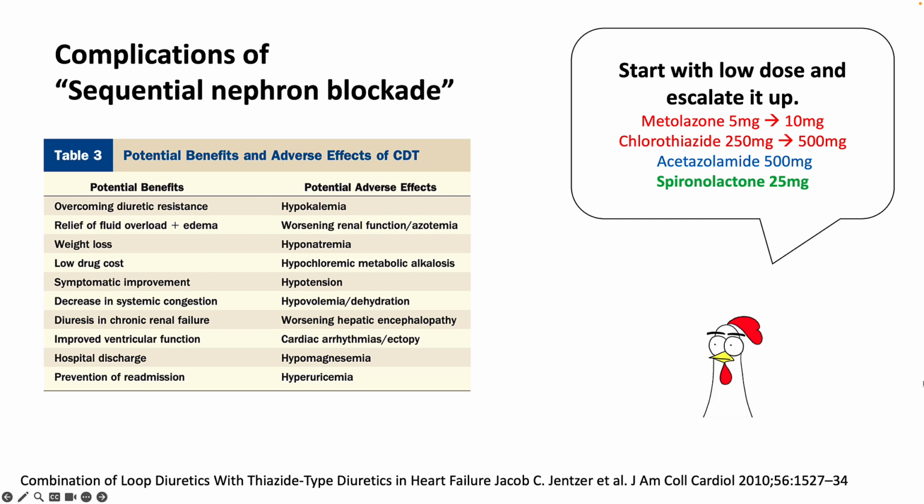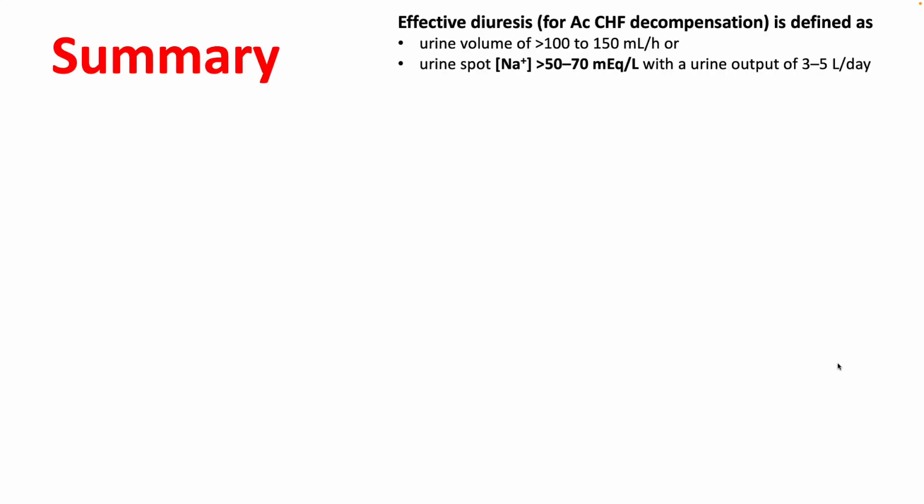Use spironolactone 25 mg as per goal-directed medical therapy. This will also help you as a potassium sparing diuretic, and it will give you the benefit of aldosterone antagonism. You can add acetazolamide to the regimen if you need it.